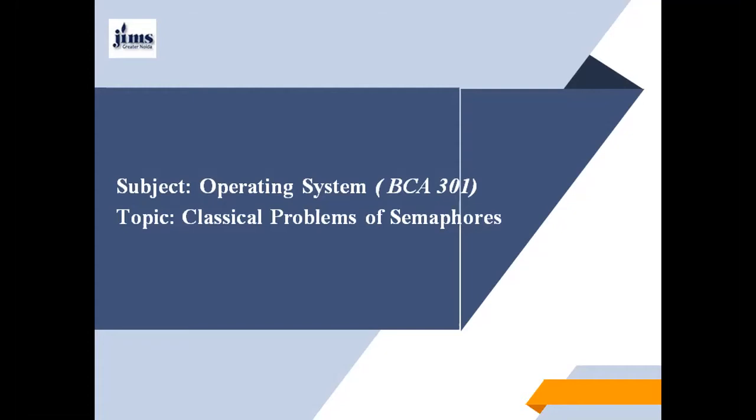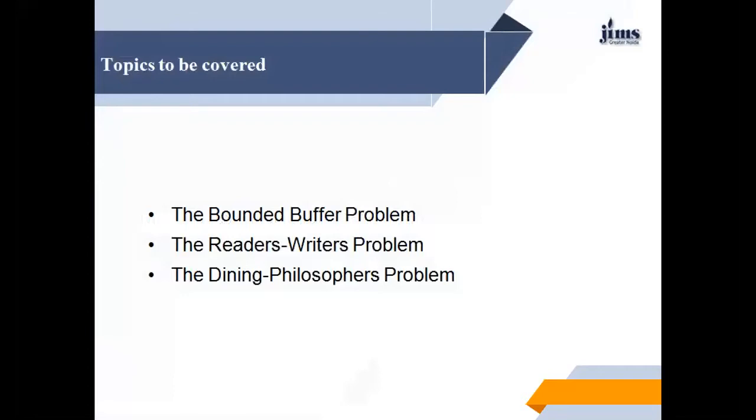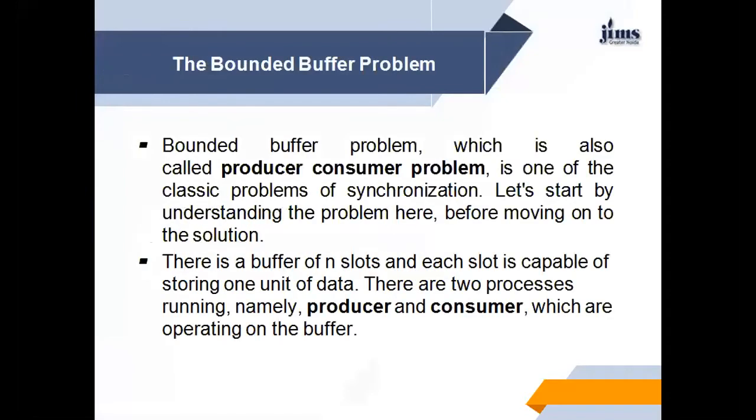So let's start. Basically, we will discuss three classical semaphore problems. One is the bounded buffer problem. Second one is the readers writers problem, and the third one is the dining philosophers problem. So let's start with the first one, that is the bounded buffer problem.